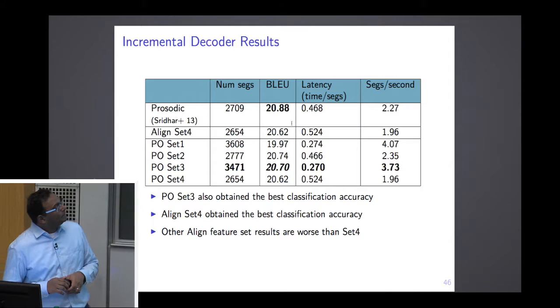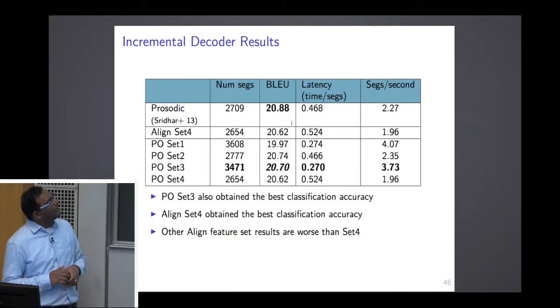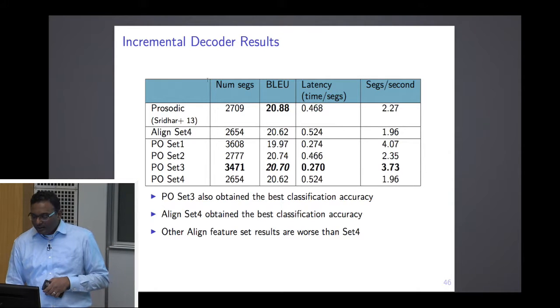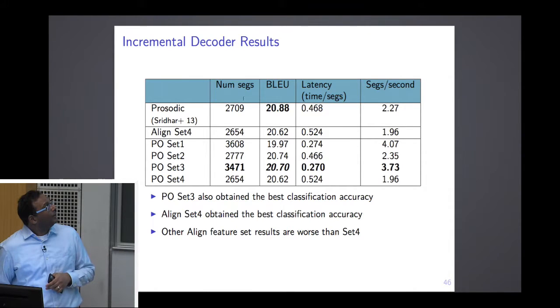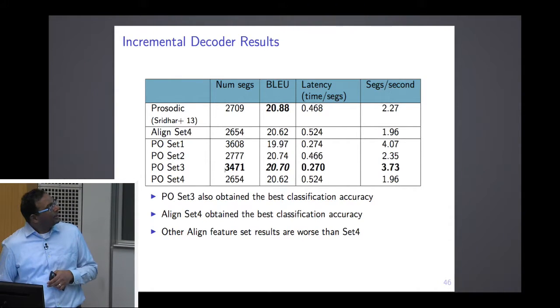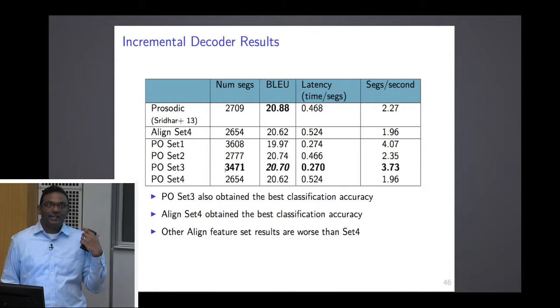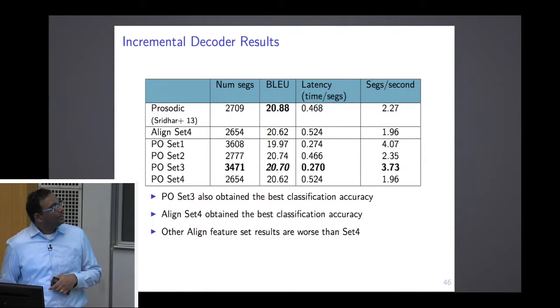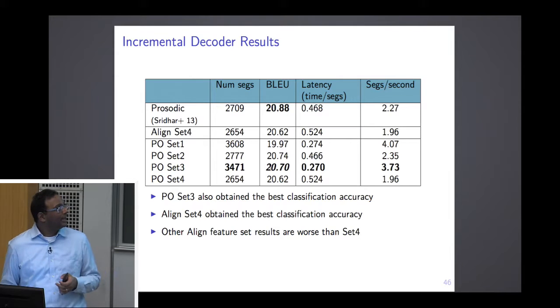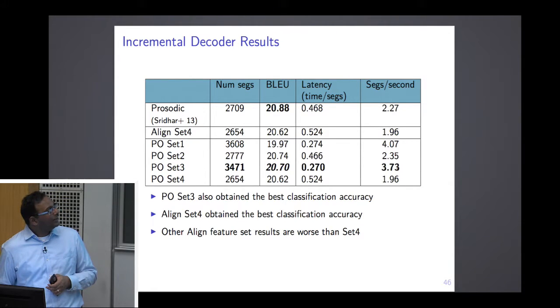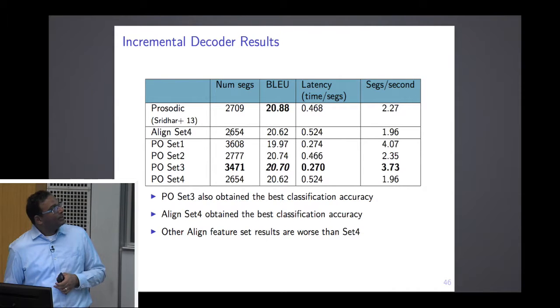So here are our evaluation results. And you can see the prosodic segmenter here. It seems to have a pretty good BLEU score. It doesn't segment that aggressively, so it has a fewer number of segments. The PO set 3, this was the one that obtained the best classification accuracy back in that section where we were evaluating the classifier. It also seems to do a good job of balancing the BLEU score and the number of segments. So basically, the segments per second is pretty high. So that's 3.73.